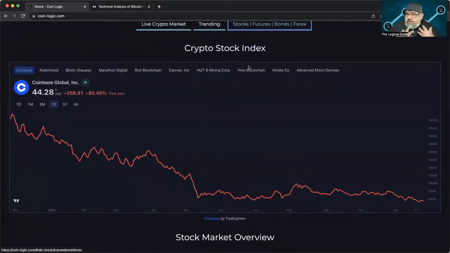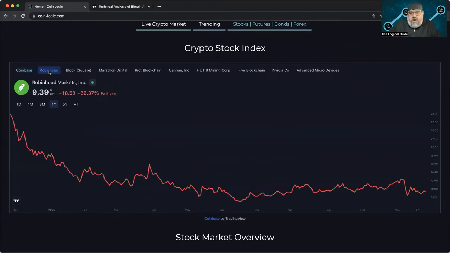So this is what I call the crypto stock index. This shows you the top publicly traded stocks on the NASDAQ that are involved in cryptocurrency, either fully, like as a mining company, Coinbase, or as an exchange kind of thing. So let's take a look at that.